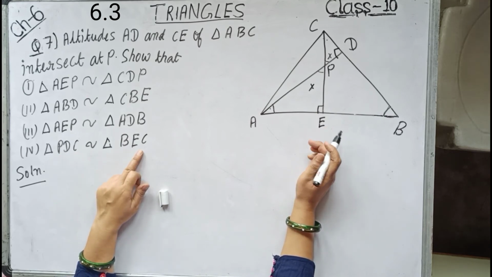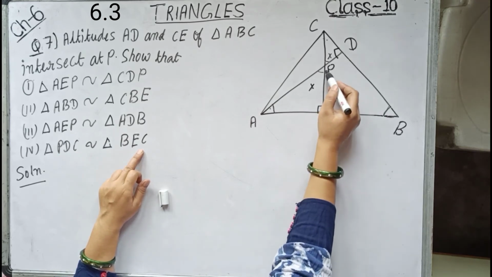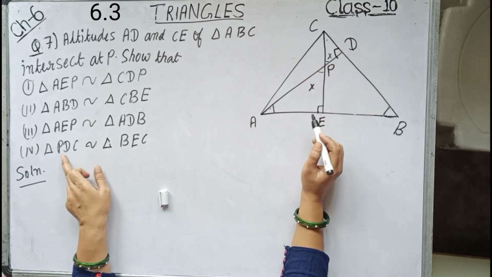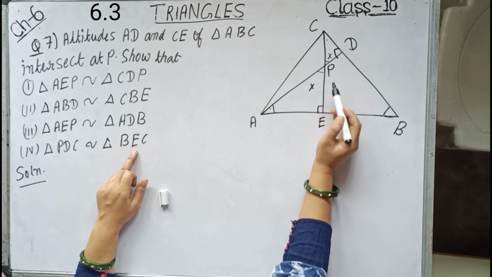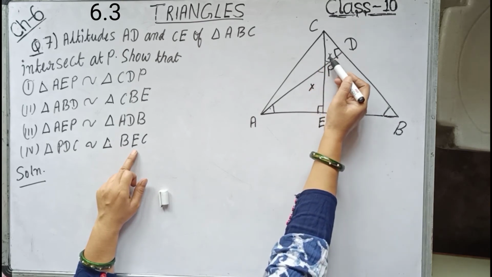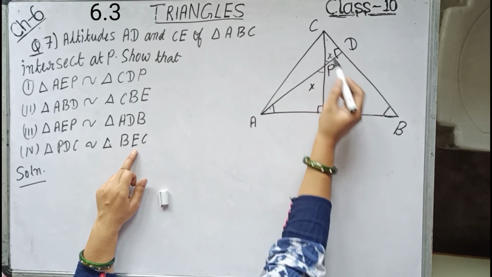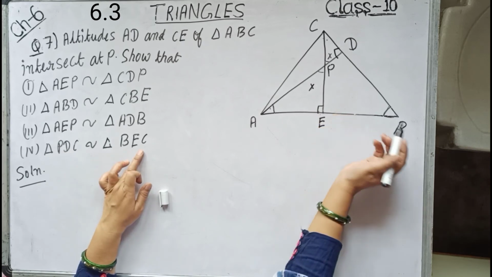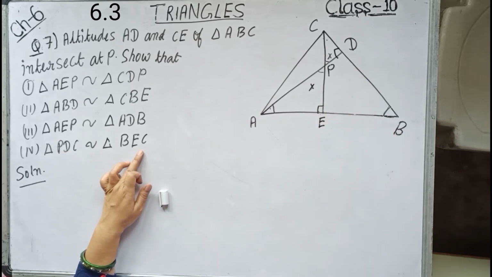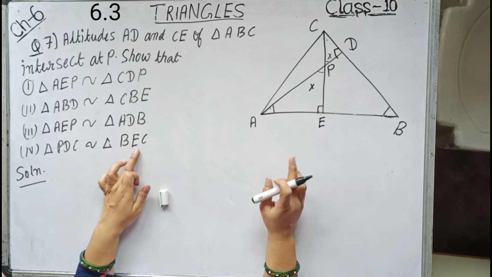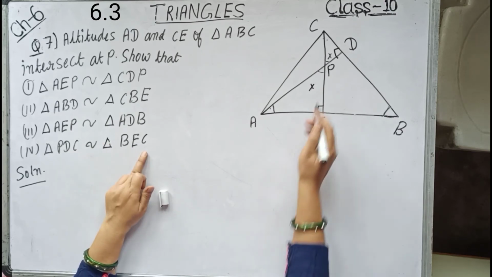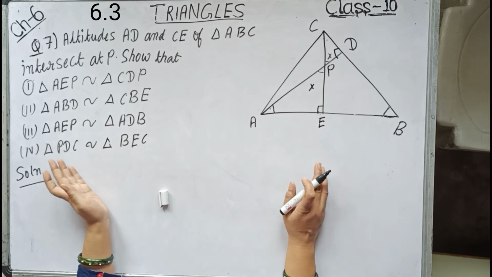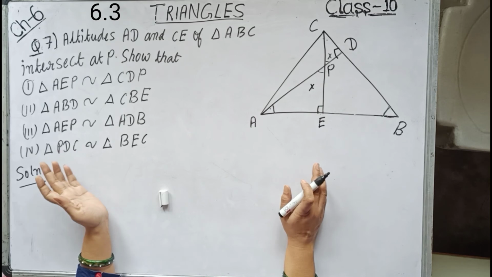PDC and BEC. Now PDC and BEC. Angle P, angle B. Angle PDC. So angle P and BEC, angle B. We don't know any relation between these two, so we will leave as such. Now D and E. Angle D and angle E are 90 degree. So we will be writing angle D equals to angle E equals to 90 degree. And C equals to C, common. So again two angles equal we have got in these two triangles. Therefore by double A similarity, these two triangles are similar.